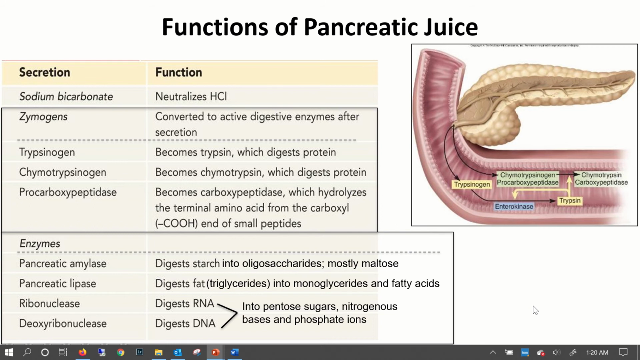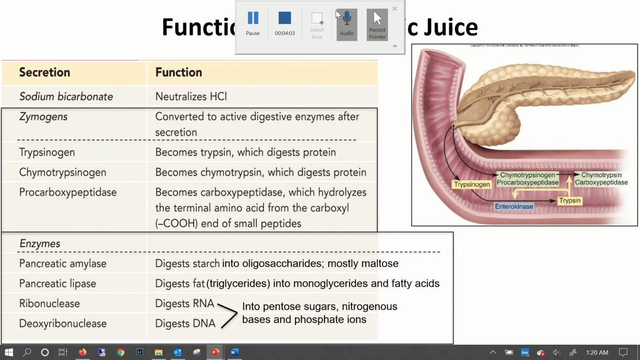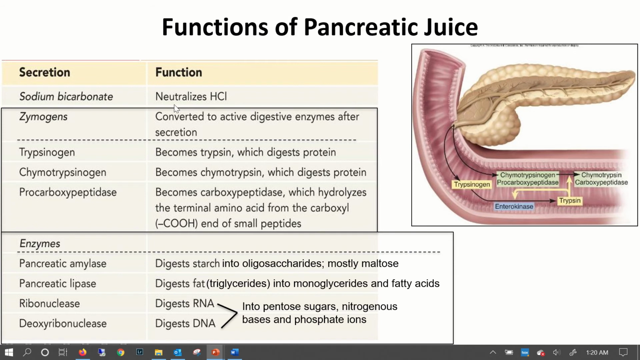And so this table right here gives you a list of the different enzymes and zymogens from your pancreatic juice. So it starts here with your sodium bicarbonate to neutralize hydrochloric acid, and I left it in there even though it's not an enzyme or a zymogen. But here now you see your three zymogens: trypsinogen, chymotrypsinogen, and procarboxypeptidase. And so you can see each of those three being produced by that pancreatic duct.